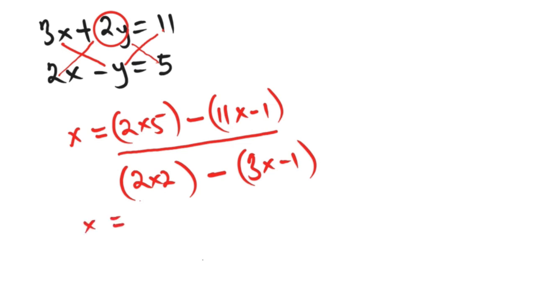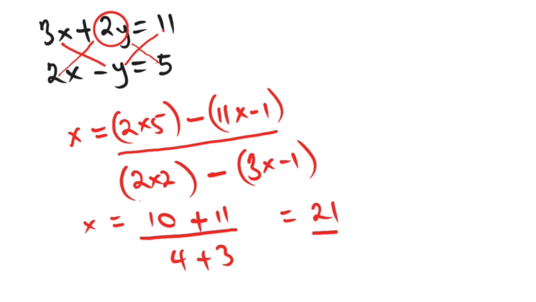So this will give us 10 plus 11 all over 4 plus 3. And that gives us 21 over 7. 21 over 7 gives us 3. So we can put this 3 into any of the equations. Let's say into equation 2. Let's call this equation 1, equation 2.